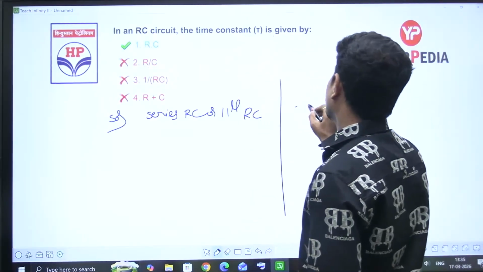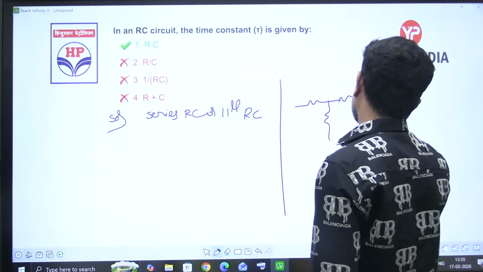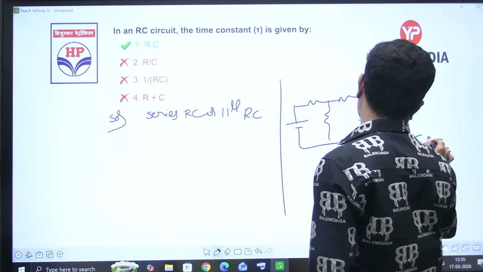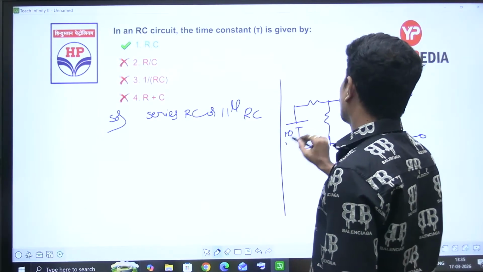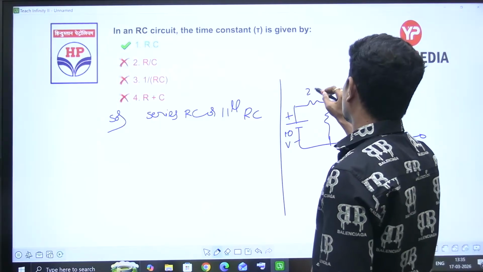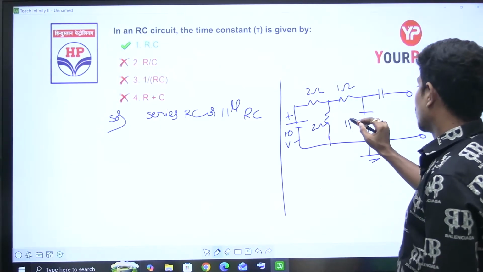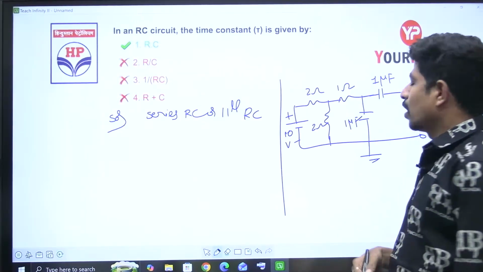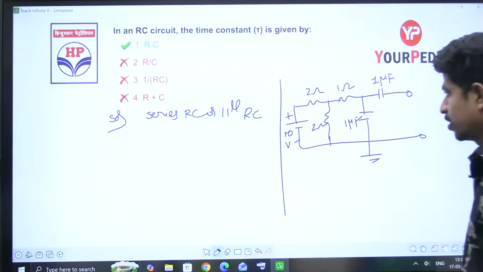Suppose the circuit is like this. Let's take this as 2 ohms, this as 2 ohms, this as 1 ohm, this as 1 microfarad, and this as another 1 microfarad. Now he's asking for the time constant. It is neither series nor parallel, it is some combination of resistances.